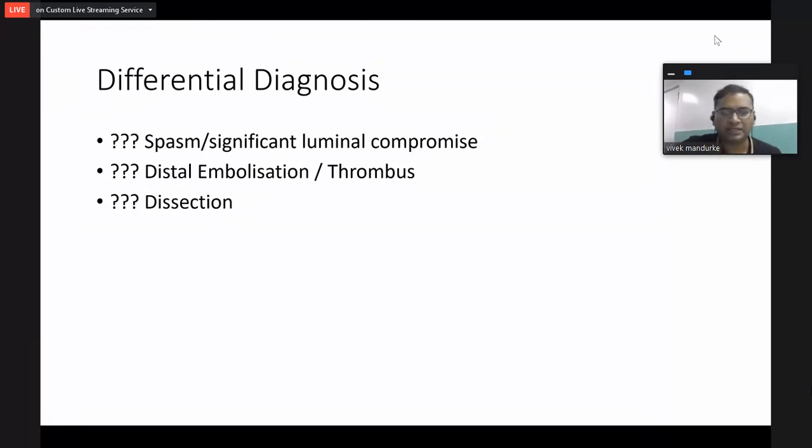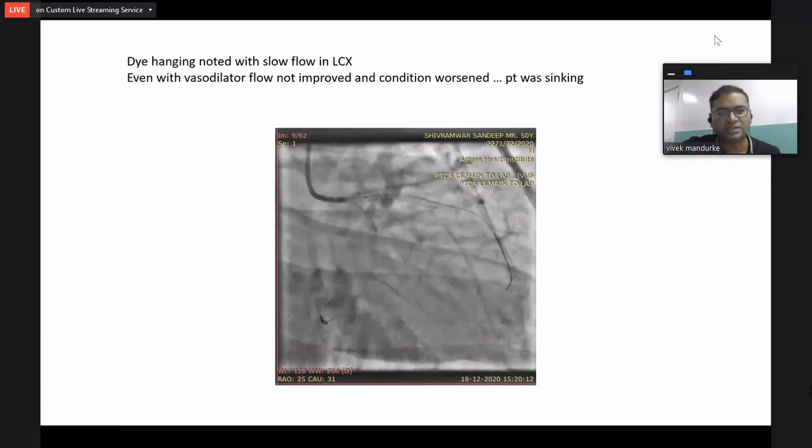Now the patient starts sinking, and so there are few possibilities, as we had not dilated any part of the circumflex segment. There was severe pinching, but initially there was TIMI 3 flow. But subsequently we found that there is severe slow flow. So the first possibility is spasm or significant luminal compromise that led to this slow flow. Second possibility is distal embolization, thrombus may be there, and third possibility is dissection, which I think is a remote possibility, because we have not done anything in the circumflex.